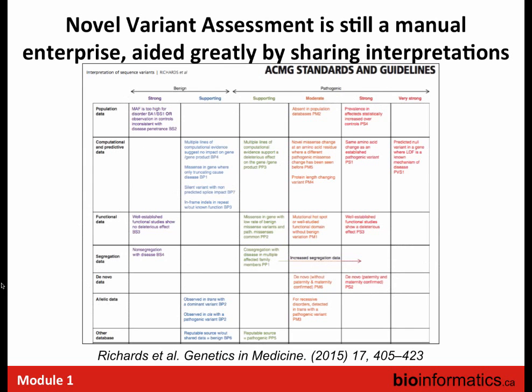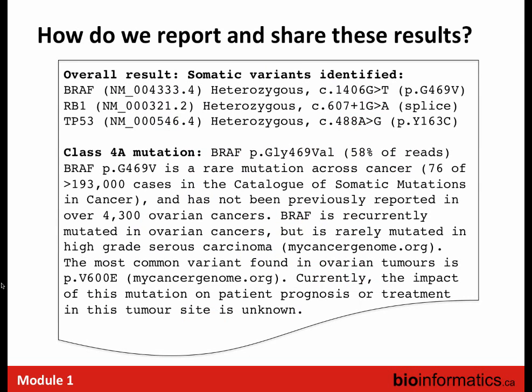So the rest of today is really about what databases are out there, how can we go about mapping these variants to specific databases and to specific function. In the clinical genetics lab, this is really the ultimate goal at the end of the day. How do we report and share these results?